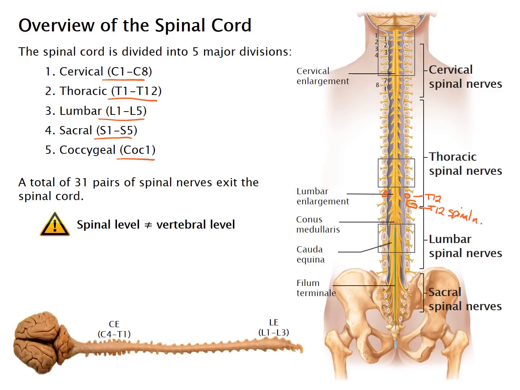This rule, however, does not apply to the cervical region because there are 8 cervical spinal nerves but only 7 cervical vertebrae. So all of the spinal nerves in the cervical region will exit above their respective vertebrae with the exception of C8, which exits below the C7 vertebra. Here is the C8 spinal nerve exiting immediately below the C7 cervical vertebra. Notice how all of the other spinal nerves are exiting above their respective levels.